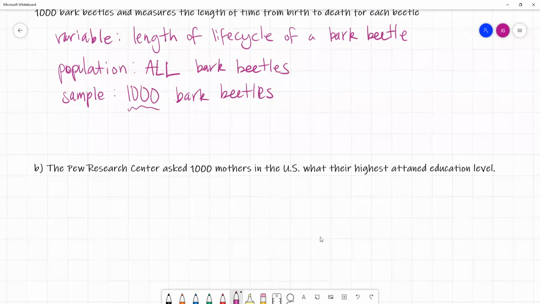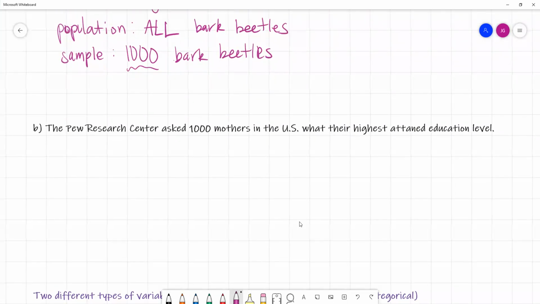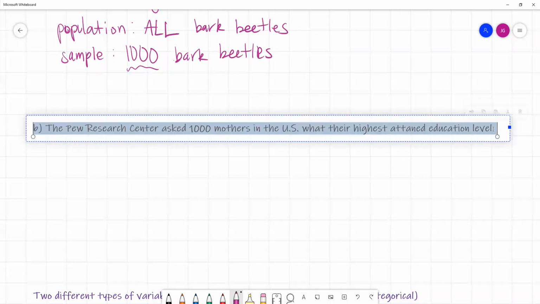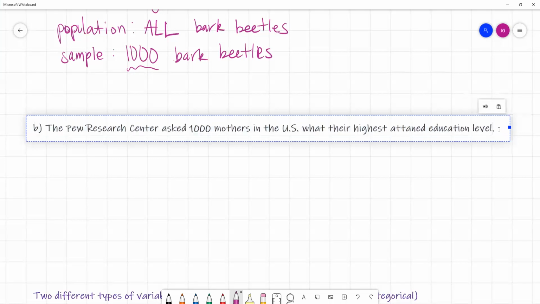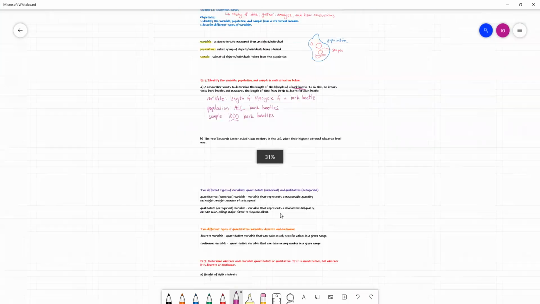Let's look at B. The Pew Research Center asked 1,000 mothers in the United States what their highest attained education level was.